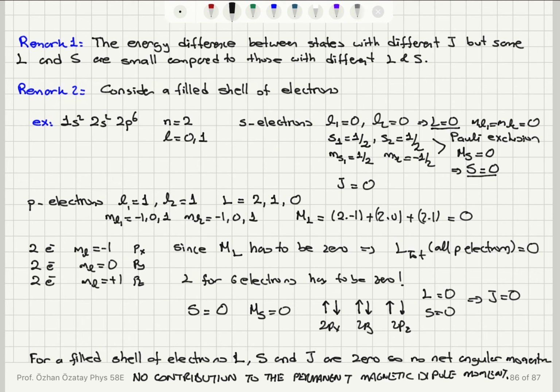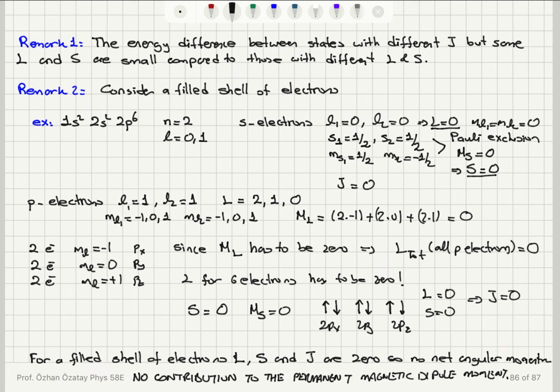And the second remark has to do with filled shells of electrons. In a filled shell of electrons, the total magnetic quantum number m sub capital L has to be 0. In the case of s electrons, the L value is 0, so capital L has to be 0, and the corresponding m sub L has to be 0. In the case of p electrons, where m sub L can be minus 1, 0, and 1, for 6 electrons in the closed shell, 2 of them have minus 1, 2 have 0, 2 have plus 1. The addition gives no projection onto the field axis, so m sub capital L has to be 0, and that happens only if the total angular momentum capital L is 0. So we find that capital L is 0.